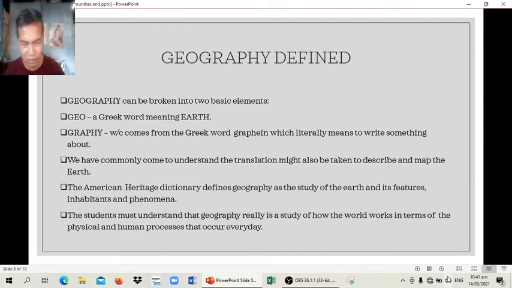The students must understand that geography really is the study of how the world works in terms of the physical and human processes that occur every day, sa bawat nangyayari, sa bawat araw, sa daigdig. Hindi lang po yung literal meaning na to write something about the earth. Doon yung pinaka-narrow meaning po yun. Pero there is more to that na ibigay na natin.